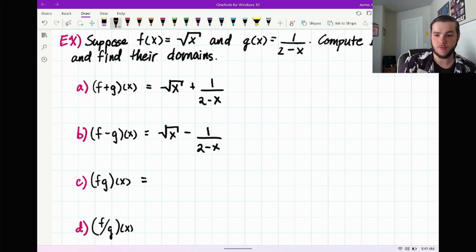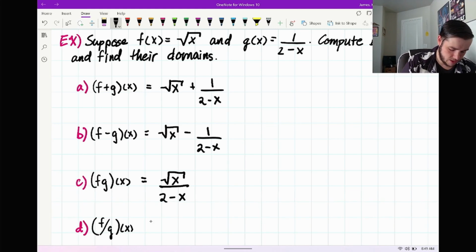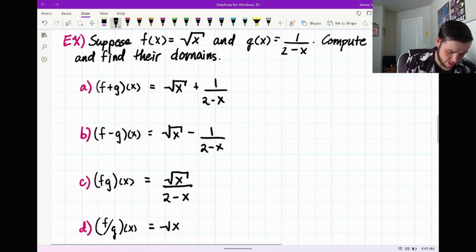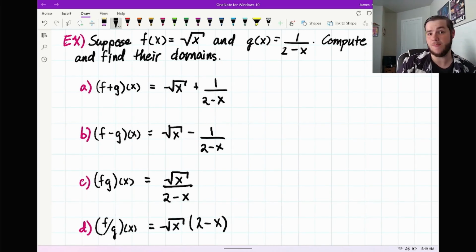In part c, we multiply the two: root x over 2 minus x. And in part d, we divide the two: root x times 2 minus x, and I'm getting that by multiplying by the reciprocal of g. Go ahead and pause the video here to see if you can find the domain of each of these functions.